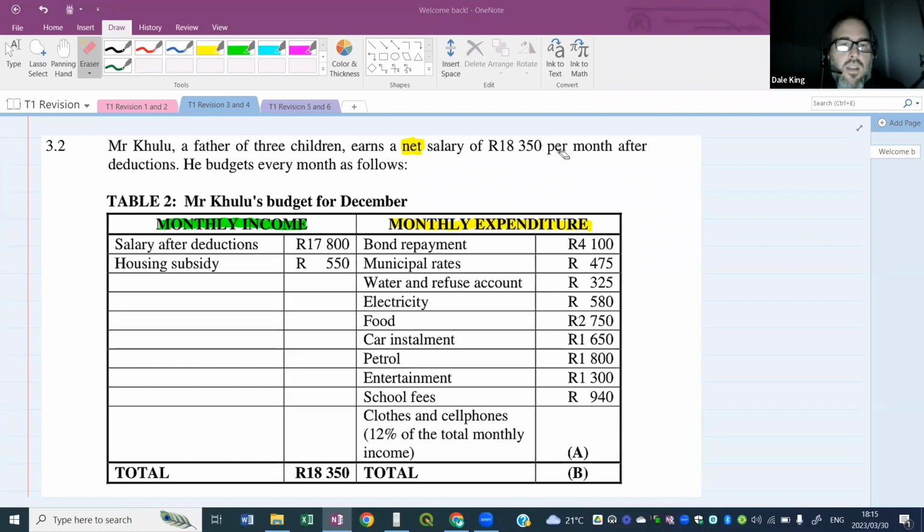And on the left-hand side here, we've got total for the income. So the total income is 18,350, which is these two, the salary and the housing subsidy added up. And on the right-hand side, the total for expenditure hasn't been totaled yet. And he wants to obviously see my total income and my total expenditure. How much money will you have at the end of the month? Okay, let's have a look at the questions.